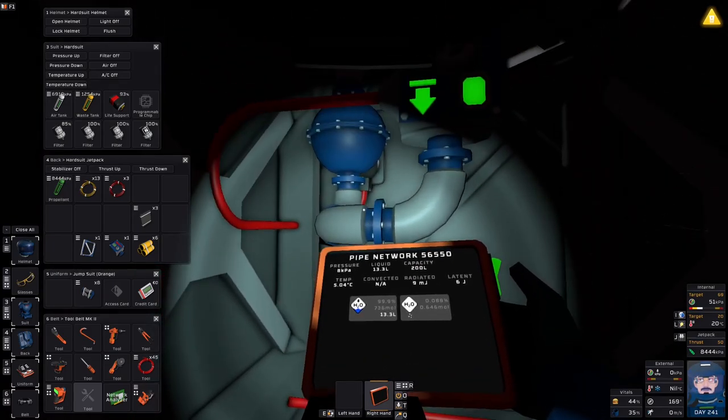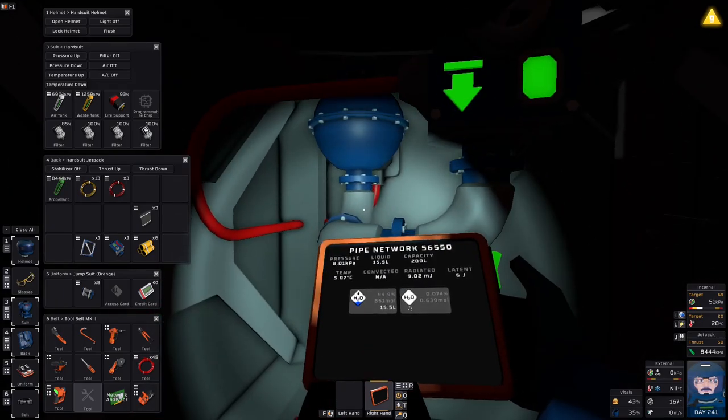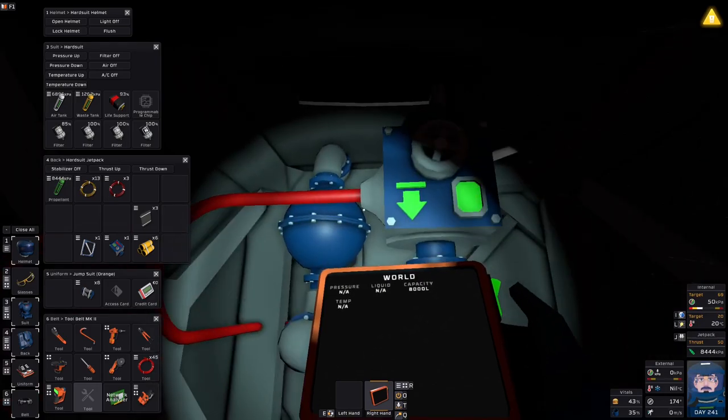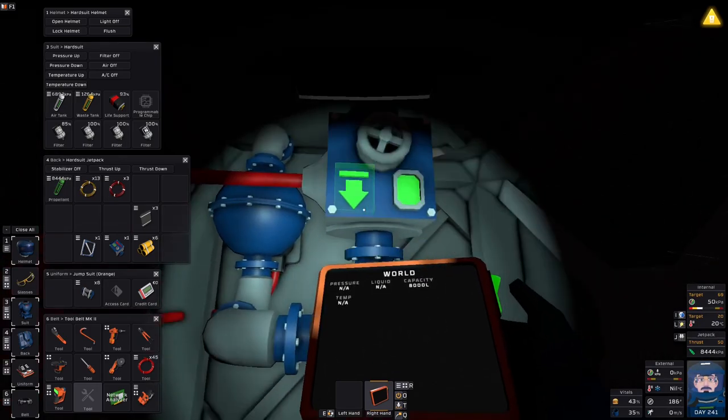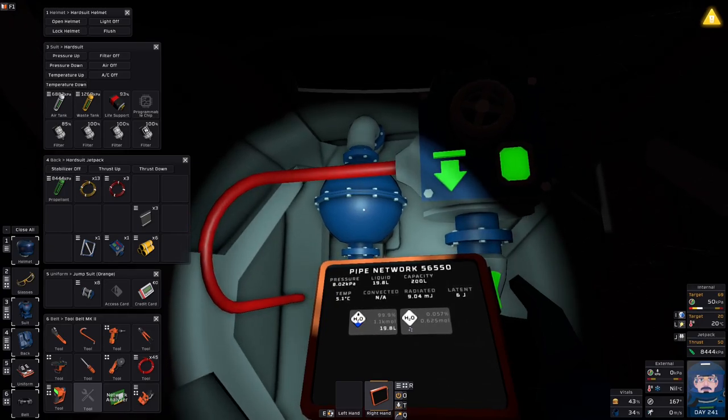But as we gain our water, we're now filling this capacity to 25%. 25% of 200 liters should be 50 liters. And it should fill this to 50 and then stop.